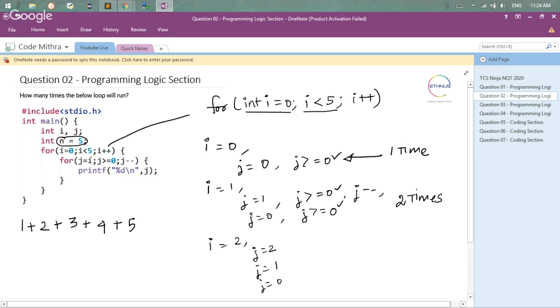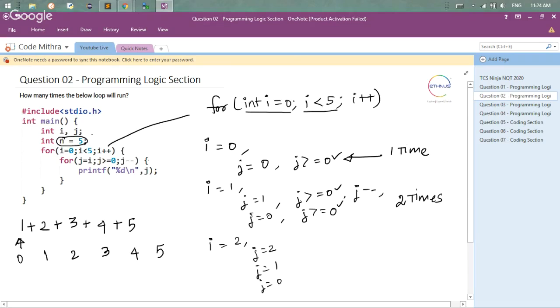Right? So now if you observe this, when j is running for one time, i value will be 0, here i value will be 1, here i value will be 2, here i value will be 3, here i value will be 4, and when i value becomes 5, this is going to come out of the entire for loop because 5 lesser than 5 is false.